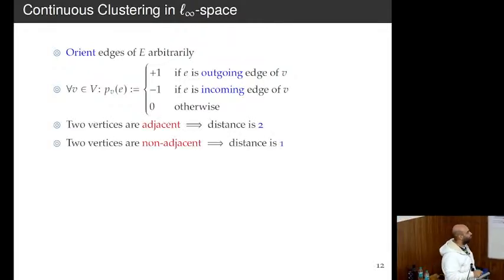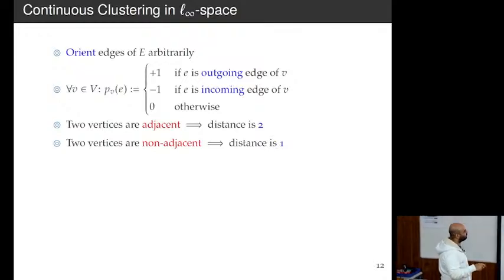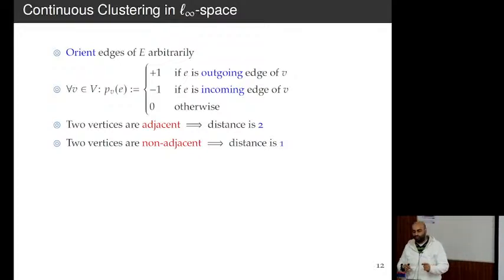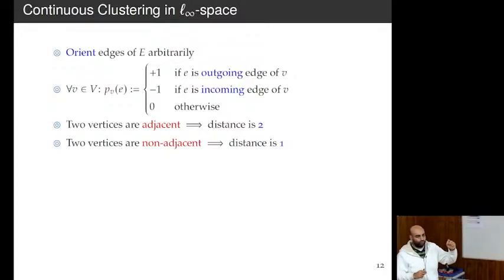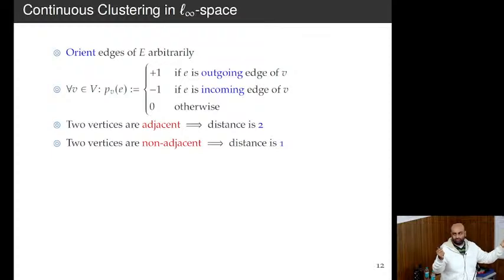Okay, what can we say about this? So if two vertices are adjacent, then their distance is 2 in the L infinity, because there is a coordinate E where one of them writes +1, the other writes -1, so the distance is 2. And if two vertices are non-adjacent, then on every coordinate, one of them is 0. So the distance is at most 1.